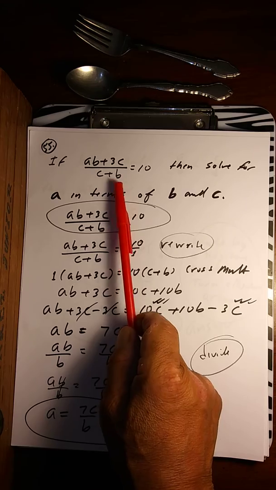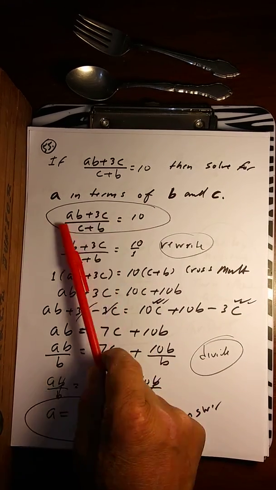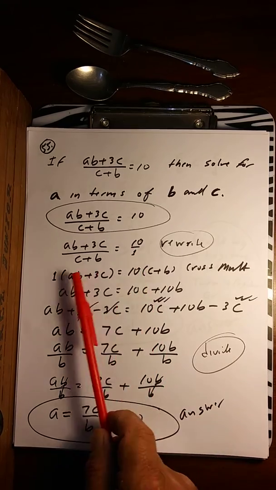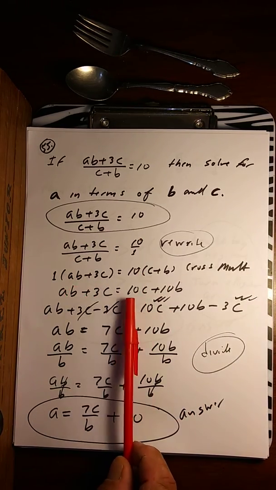A, B, 3C, C over B equals 10. Solve for A in terms of B and C. So here's a formula. We're going to rewrite it and cross multiply. That times that. That times that. So we have AB plus 3C equals this.